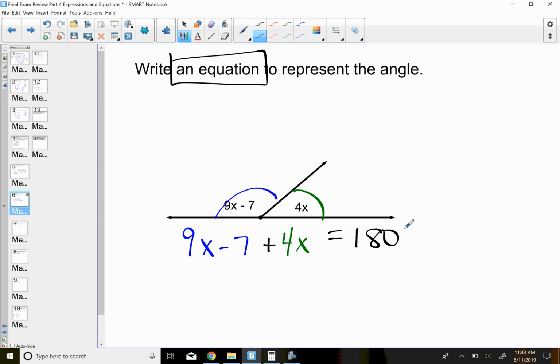If it's multiple choice, they're probably going to have you combine like terms. So these 9x's plus 4 more would be 13x, and then I also have a minus 7 equals 180. So either one of those equations would represent these two angles, and that they add to 180 degrees.